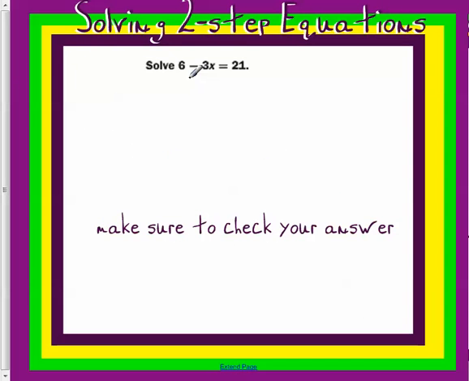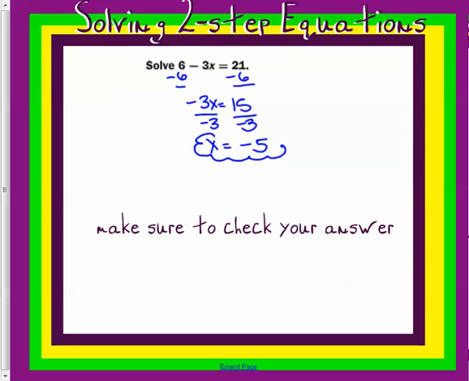Okay, let's try this one. We first have to get rid of the integer, so we're going to take the 6 away from both sides. And I'm left with a negative 3x equaling 15. Now we have a negative 3 attached to the x through multiplication, so we're going to divide by a negative 3, and we get x equals a negative 5. That's going to be our answer.